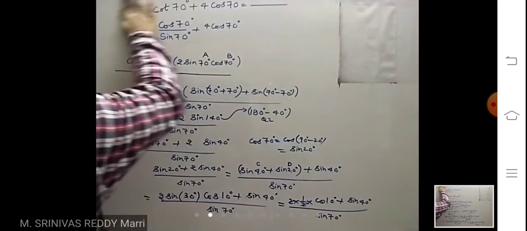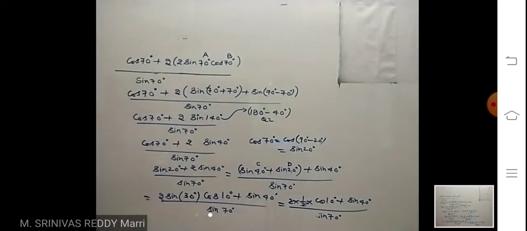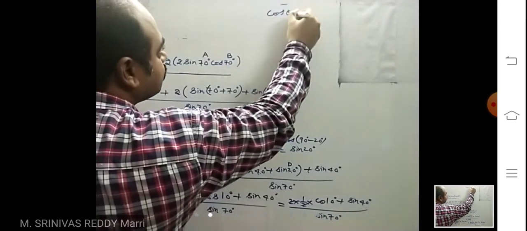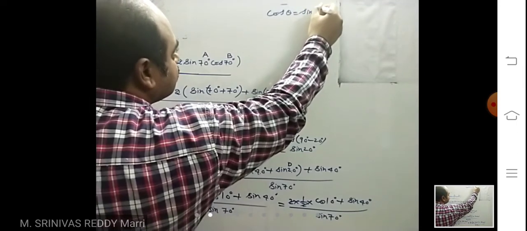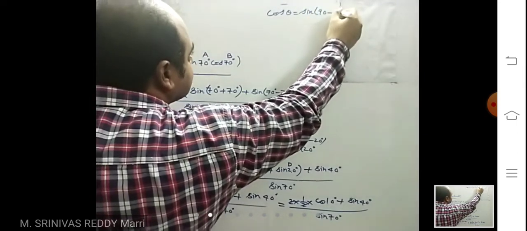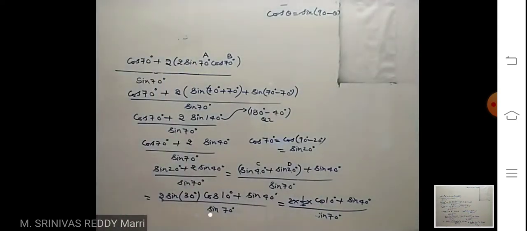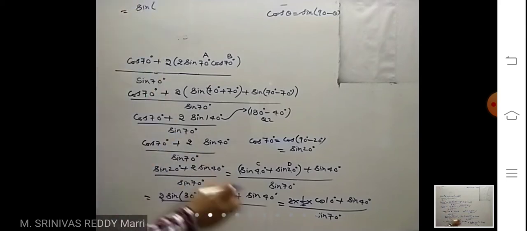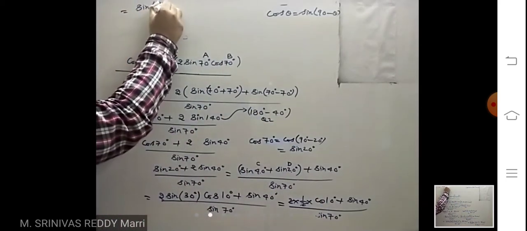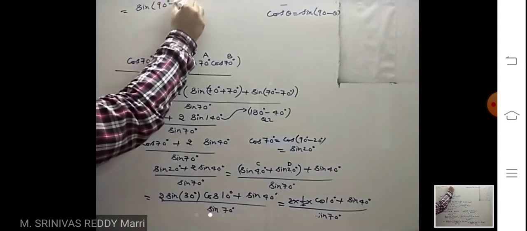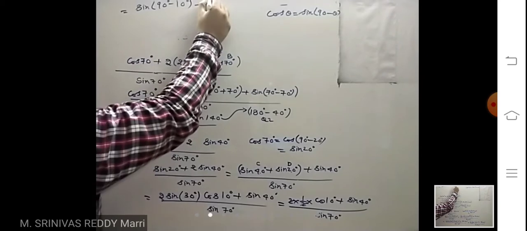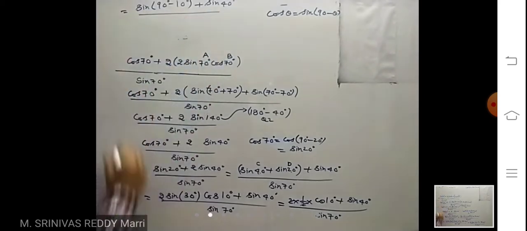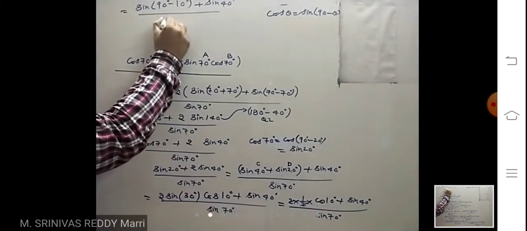So cos theta is nothing but sine of 90 minus theta. Look at, whenever cos theta is there, how to convert into sine? Sine of 90 minus theta, because sine of 90 minus theta is cos theta. Now I am converting into sine. Sine of 90 degree minus 10 degree I am writing, plus sine 40 degree divided by sine 70 degree.